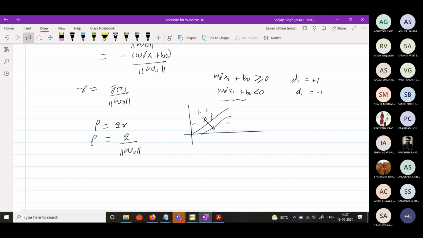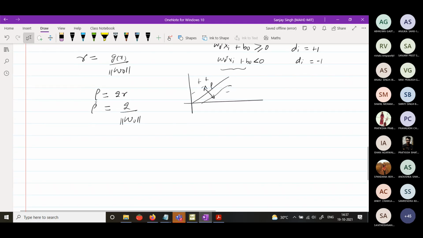Now in order to maximize this rho, how will you maximize this rho? What will you do? What will you do so that it can be maximized? What is the variable here? Anybody?